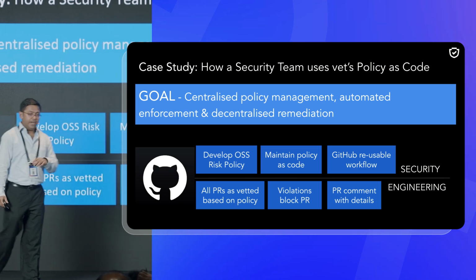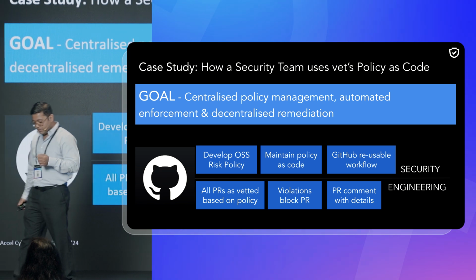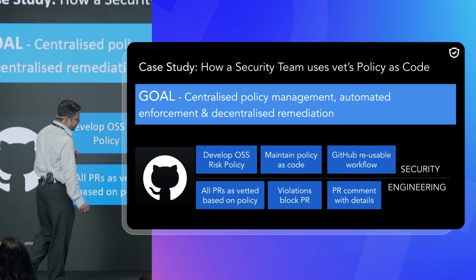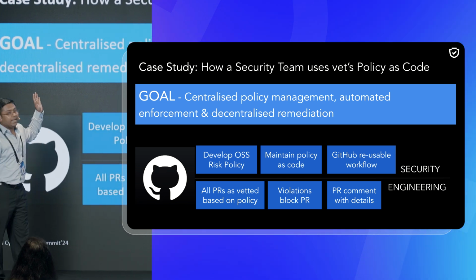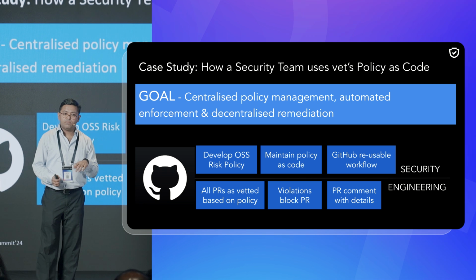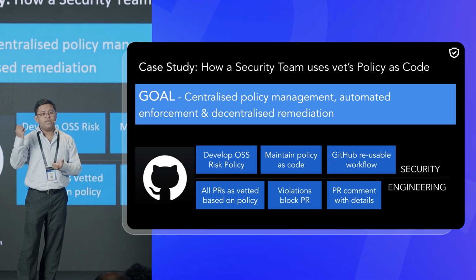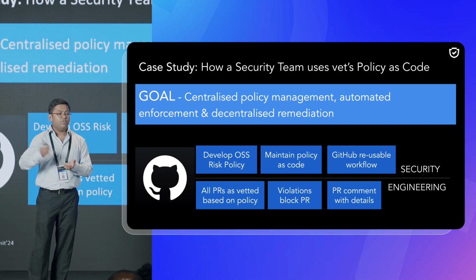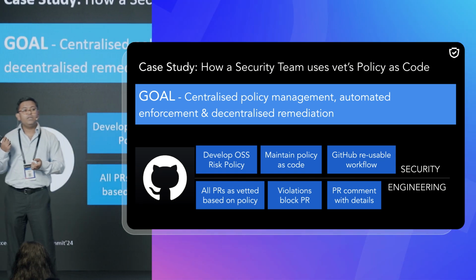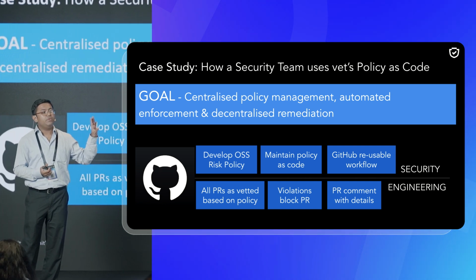Okay, let me jump right into the case study. One of the interesting use cases that I have discovered while talking to some security engineers who use VET is that they want to achieve centralized policy management owned by the security team. They want to define the policy for open source risk, like what is allowed and what is not allowed. They want automated enforcement of that policy. They don't want to manually vet every single pull request which makes a library change.